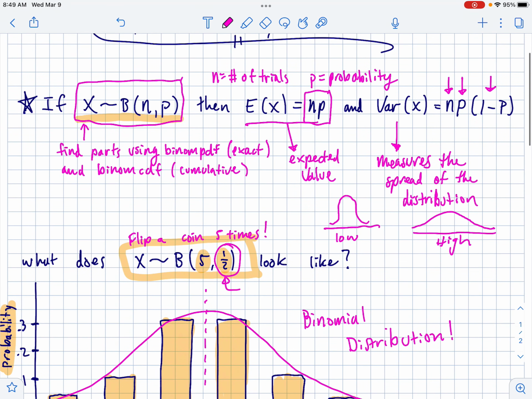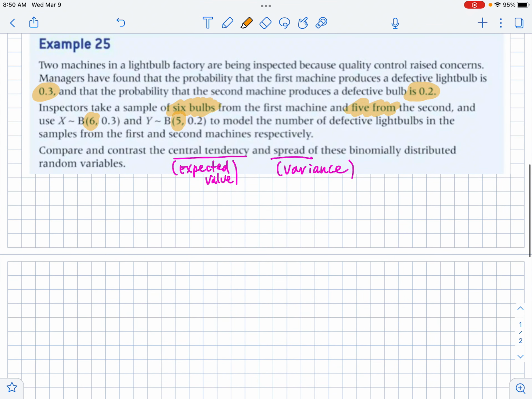So we're going to use the expected value and the variance formulas. Okay. Let's look at X first. The expected value of X is 6 times 0.3. So you just take the trials and the probability and multiply them together. So we get 1.8.